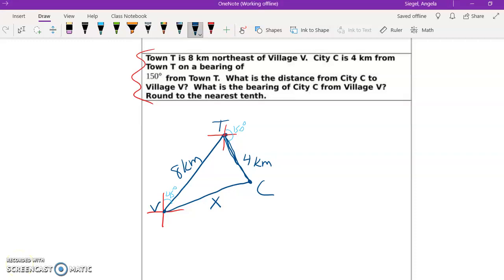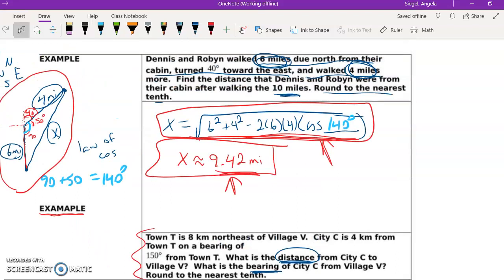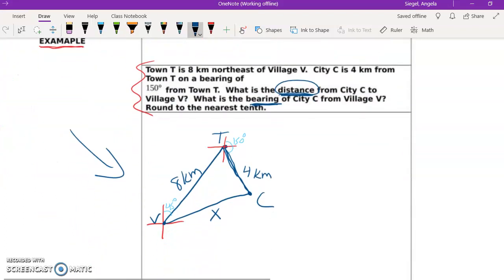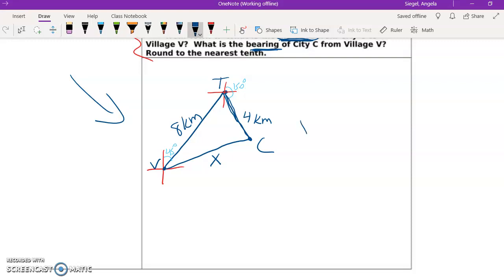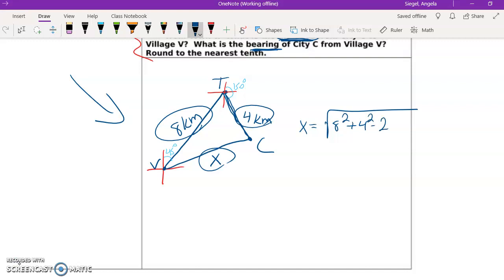Okay, so in this problem, this is what your triangle should look like. And it's not only asking the distance, it's also asking the bearing. So this is going to be new to us. So for the distance, we're going to do the same thing as we did up here. So we're going to treat it the same way. So we're going to type that into the law of cosines formula. Again, we've got side length, and we're trying to find the side length. So 8 squared plus 4 squared minus 2 times 8 times 4 times the cosine of something.